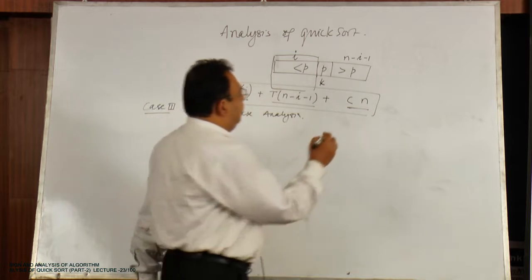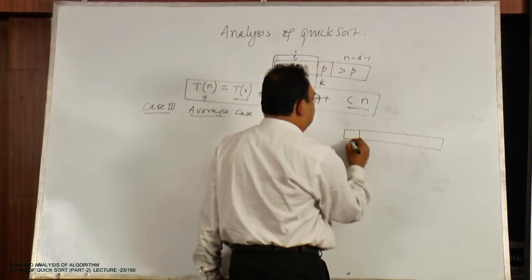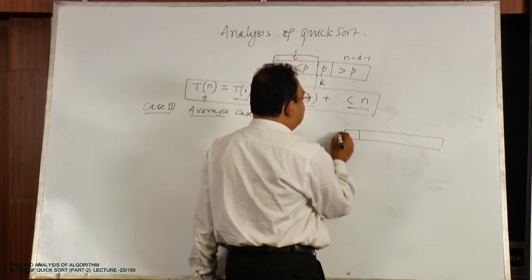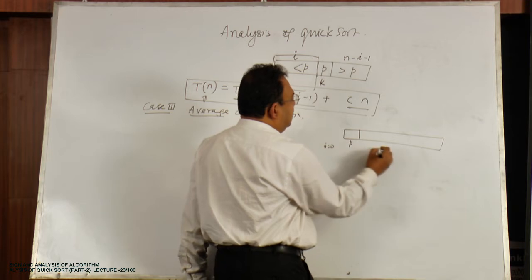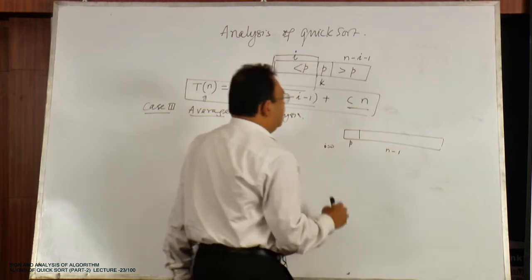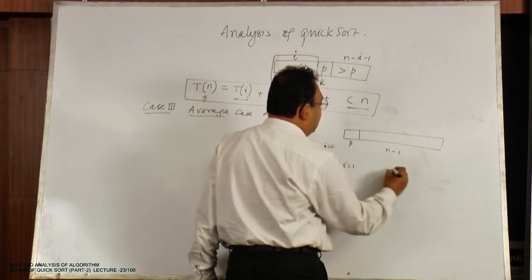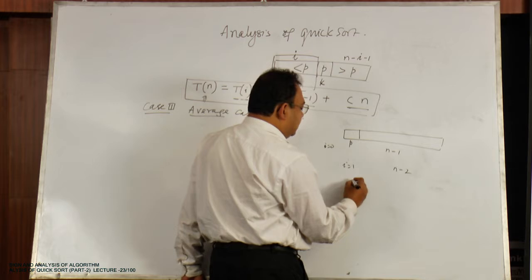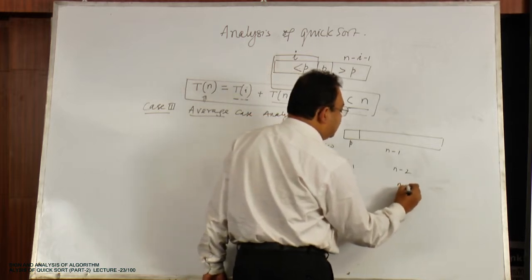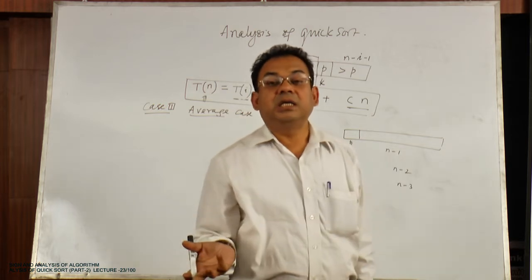it is possible that when you are considering this array, the pivot can be in any of these positions. In that case there is no element in the left, that is i is equal to 0 and this is n minus 1. Then the next possible is i is equal to 1 and this is n minus 2. The third case is this is 2, this is n minus 3. So, that means all possible subarrays are equally likely.